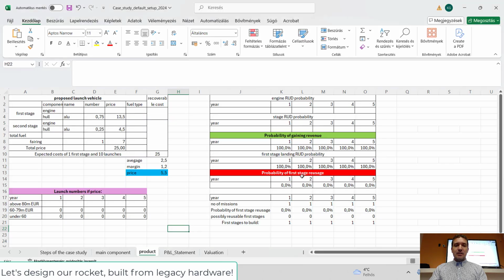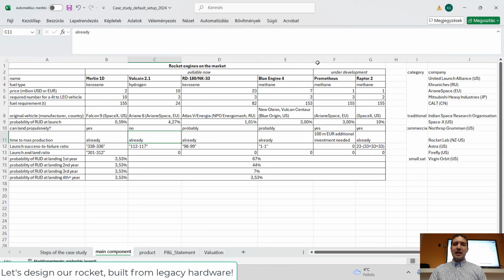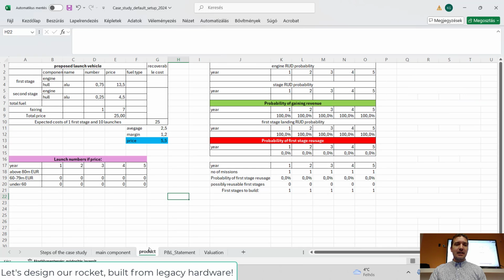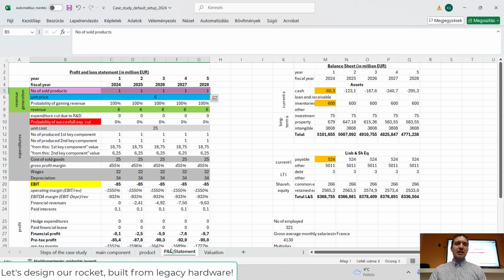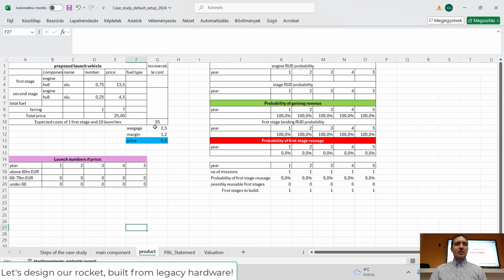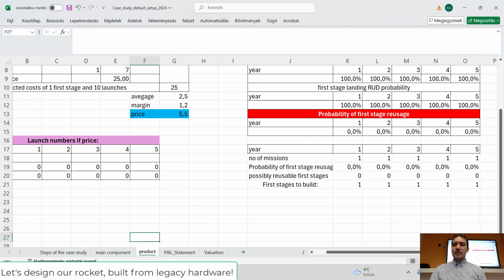So now we can see the Excel sheet. These are the main components that we can see here. And here you can see the launch vehicle design in all these three tables, which is really useful because after that all the data will be channeled into the profit and loss statement. So these are completely interlinked together, so let's go through all of them.